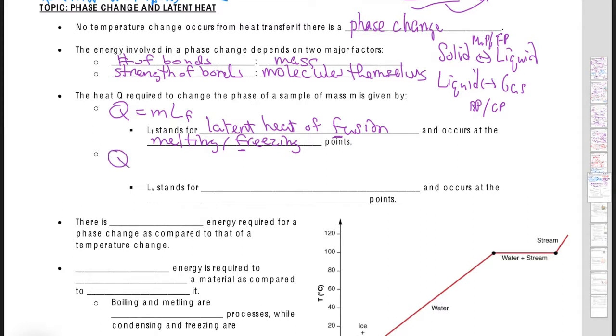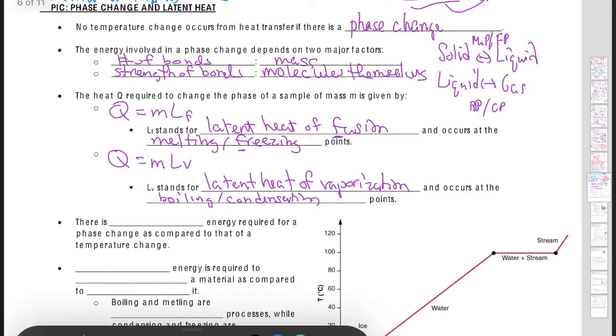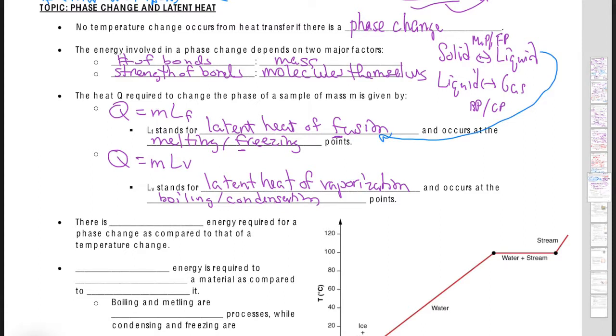The second equation, we're just changing the subscript of L. So it's m L_V, and this is what we call the latent heat of vaporization. This occurs at the boiling/condensation point. So if you want to think about it, latent heat of fusion is when you go from solid to liquid or liquid to solid. Latent heat of vaporization is when you go liquid to gas or gas to liquid.